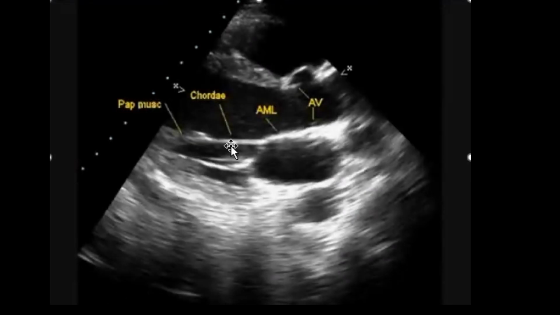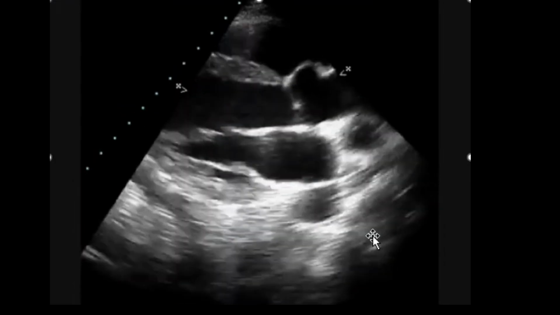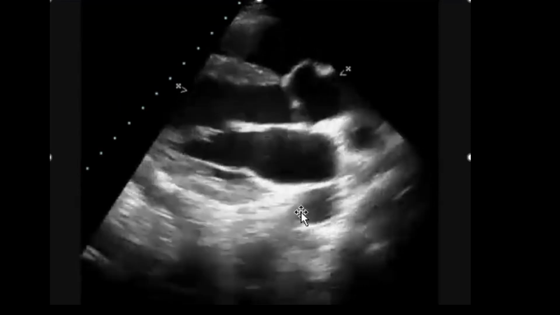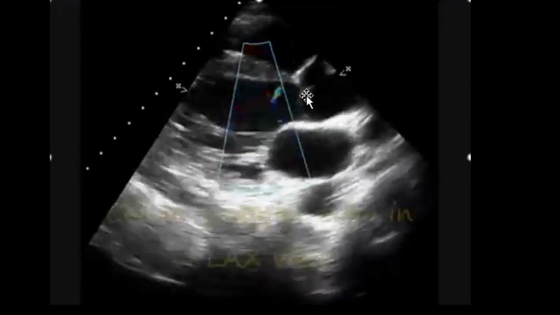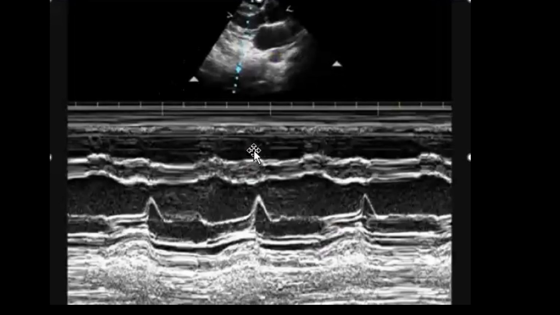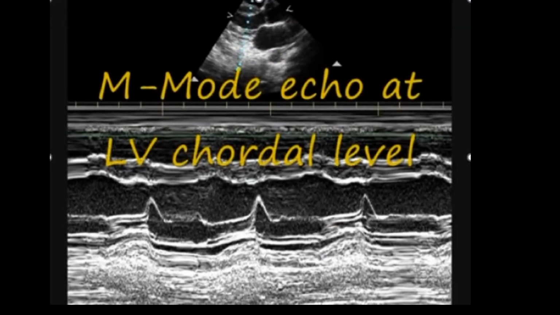Here you can see it. And here you can see the papillary muscle, chordae, anterior mitral leaflet. You can see the aortic valve there. Now the color Doppler is there. I'll go back a bit.